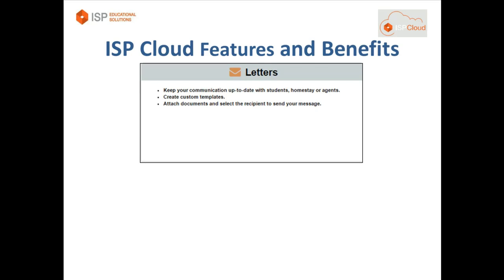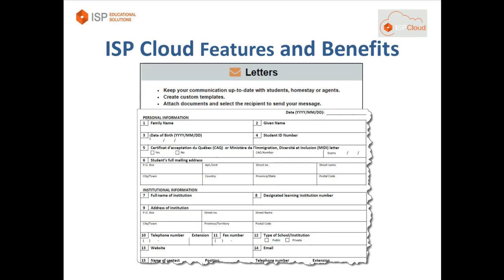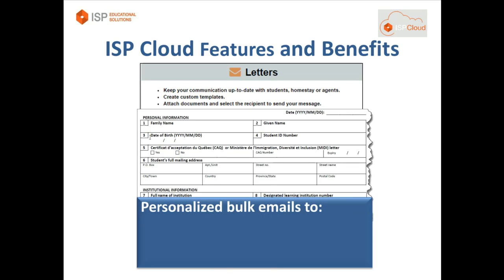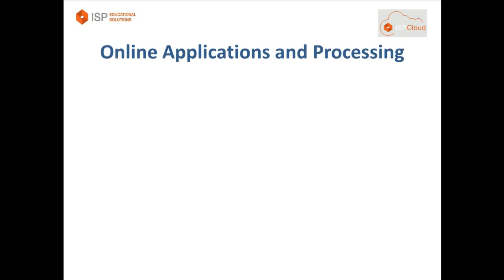The same thing holds true for letters. You have the ability to use templates that are delivered with ISP Cloud, such as letters of acceptance that conform to the guidelines of Citizenship and Immigration Canada. Those templates are filled in automatically with data coming from the database. Now, you can have personalized bulk emails to students, to parents, to homestay families, and to agents. And you can create your own letters and again select the intended recipients of those letters.